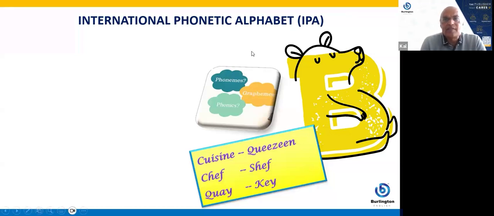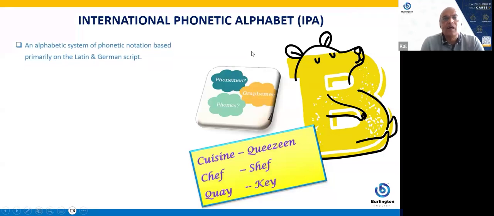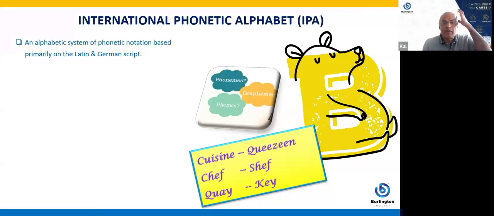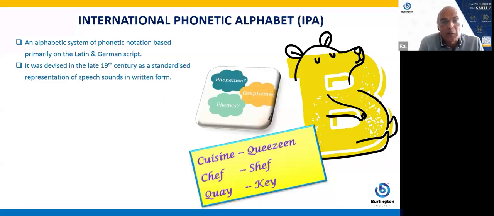And just a couple of points before we get going on that. I thought it would be interesting to say where it came from. All it means is an alphabetic system of notation. And the reason I put this up is because it originated with Latin and German script. So if you're wondering sometimes, where do these symbols come from? That's the background to some of those symbols, because it's not a Romanized alphabet purely. There are symbols that come from other scripts as well.